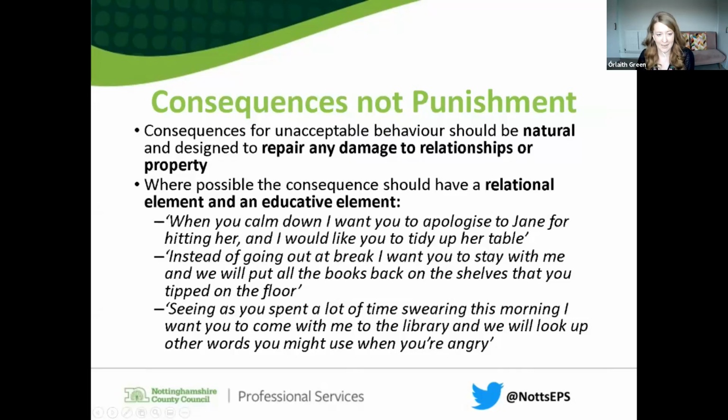So for example, the second one there, instead of going out at break, I want you to stay with me, there's the relationship, and we will put all the books back on the shelves that you tipped on the floor.